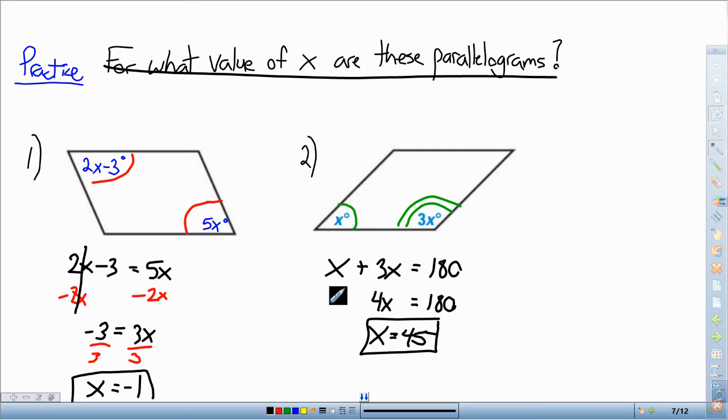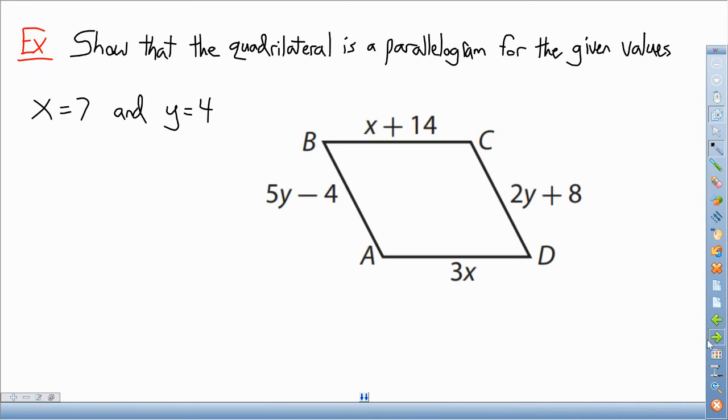Okay, so we got one more I think I'm going to do with you guys. Yeah, so one last example. We're going to end it here. Go ahead and copy this. I'm going to do one part of the problem. You're going to do the other part. Give this a copy of this and we'll start out together.